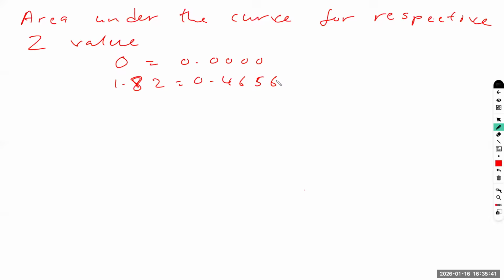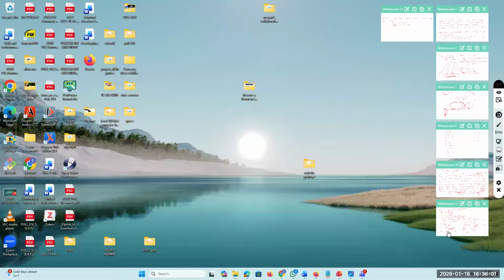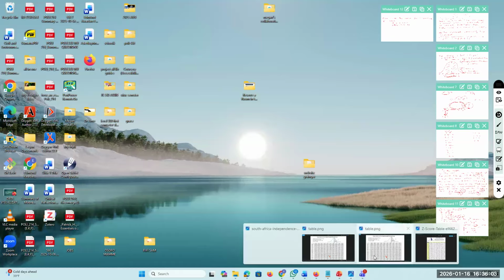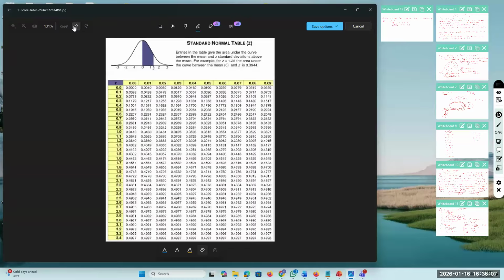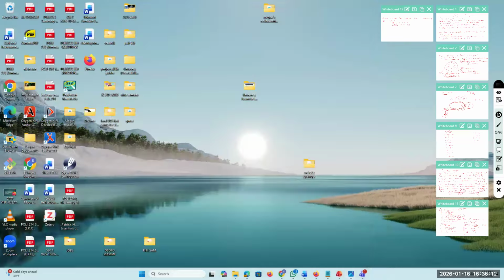0.4656. Do you agree with him? Yes. Good. Who does not know how he got the 0.4656? Eddie, can you show us the table? Okay, so this is the table. Sorry, give me a minute, let me just open it. So this is the table he used in looking for the value. On the table, he just did this.